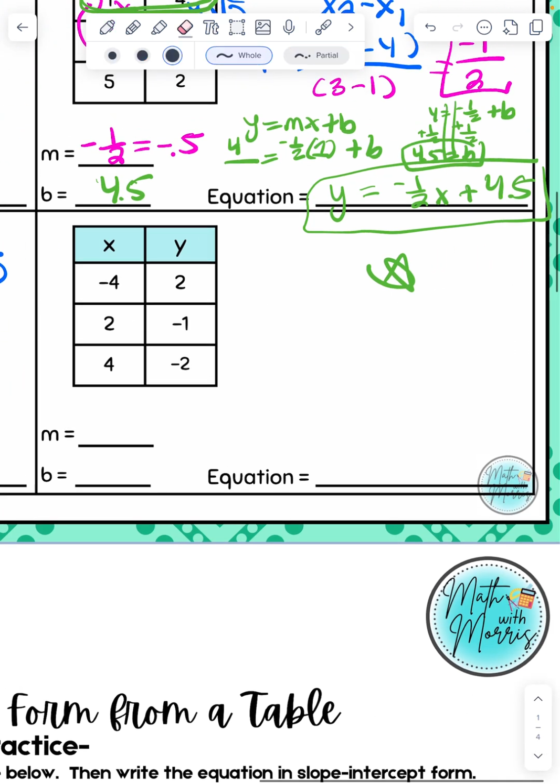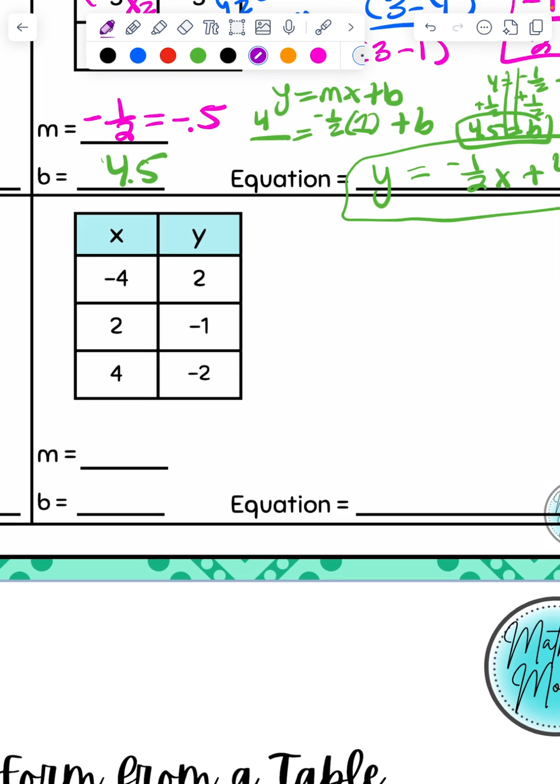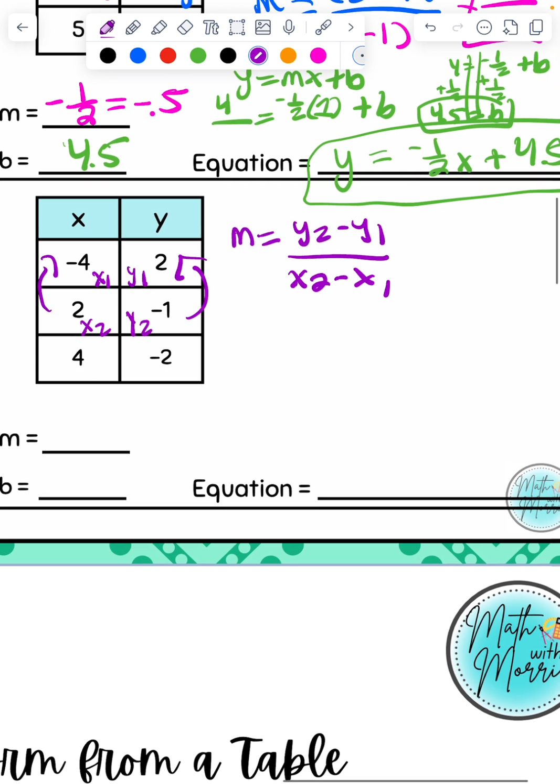All right, so I'm going to erase this part. Now I need to do the same thing again. Same steps. Write your formula. m equals y2 minus y1 over x2 minus x1. I'm going to draw my arrows. I'm going to label everything, y2, x2, x1, y1. And then I'm going to fill in what my table shows.